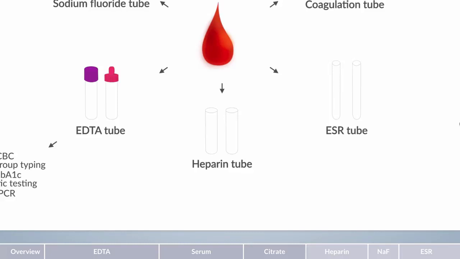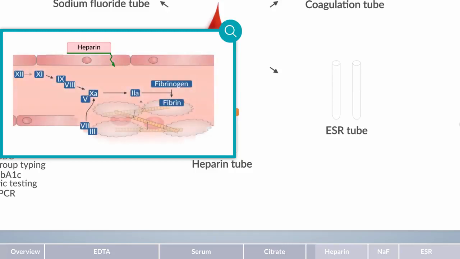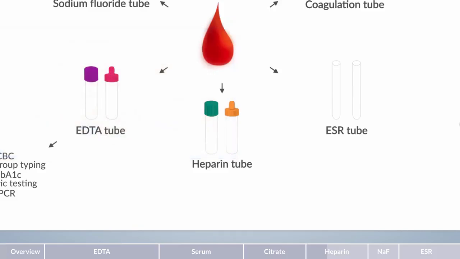The heparin tube has a green cap in accordance with the international standard and an orange cap in accordance with the European standard. It contains heparin. Heparin is a polysaccharide that acts as an anticoagulant and forms a complex with antithrombin 3. Antithrombin 3 inhibits blood clotting by binding to the activated forms of factors 10 and 2. However, as a complex, antithrombin 3 and heparin inactivate factors 10 and 2 more rapidly. Heparin tubes are used, for example, to measure the immune function of white blood cells or to perform chromosome analysis.